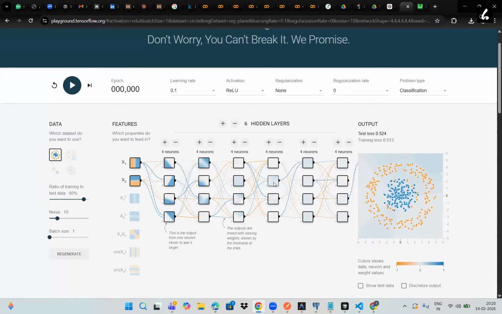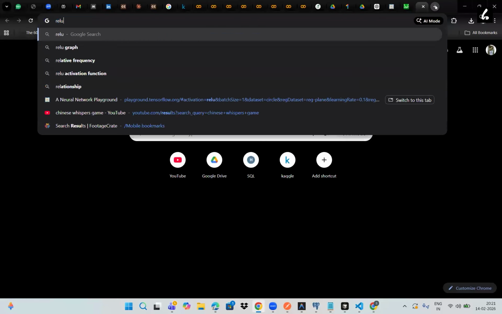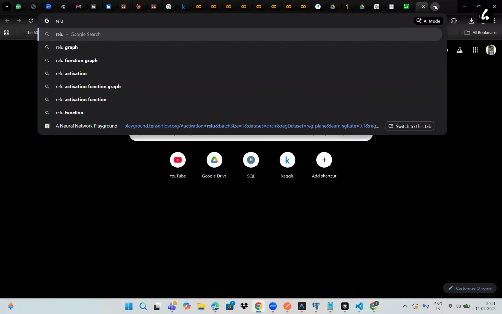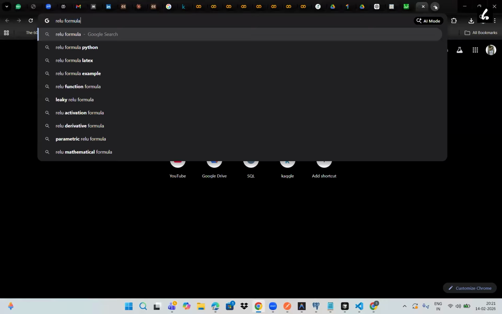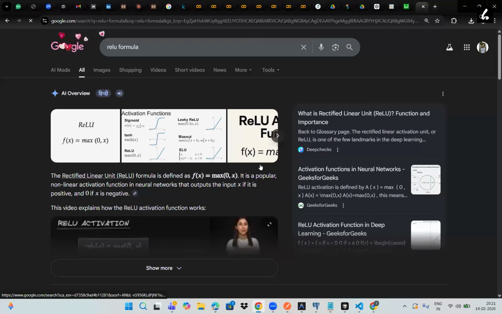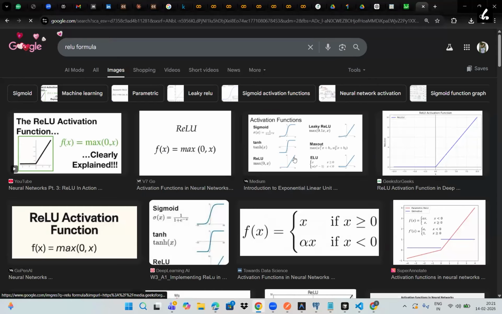ReLU tries to make the gradient always one, always the max above zero, so it doesn't allow vanishing gradient descent. ReLU has a formula of max between 0 and x, so it only takes the positive value. If it is minus 3, it will make it 0.